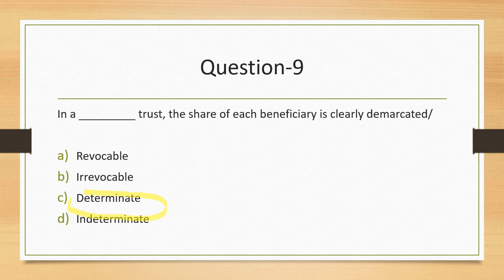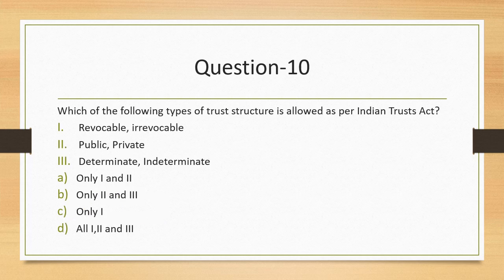And the last question is also related to the same structure, which is trust. Which of the following types of trust structure is allowed as per Indian Trust Acts? Well, revocable and irrevocable is permitted. Public and private are permitted. Determinate and indeterminate are also permitted. We just had a question about determinate. So again, the answer would be 1, 2, 3.